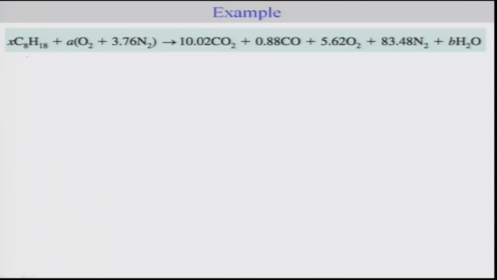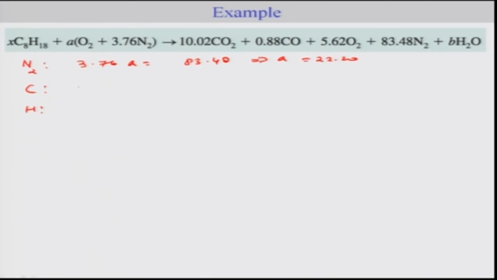Now what we can do is write a mass balance for individual components. Okay, so let's write this for nitrogen to start with. Considering N2, 3.76 on the left side multiplied by A should be equal to 83.48, leading to A is 22.20.